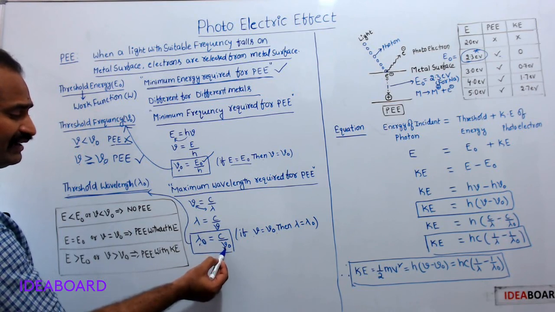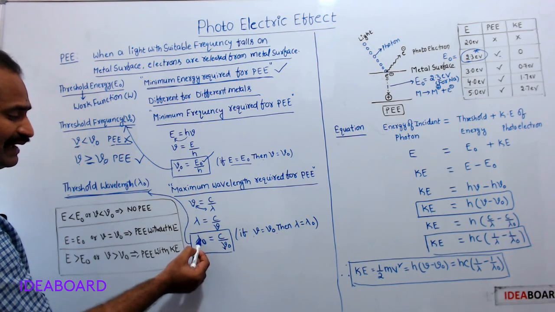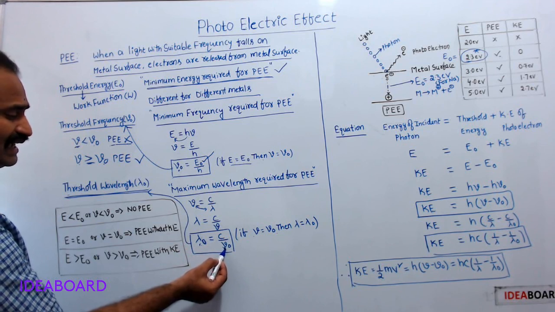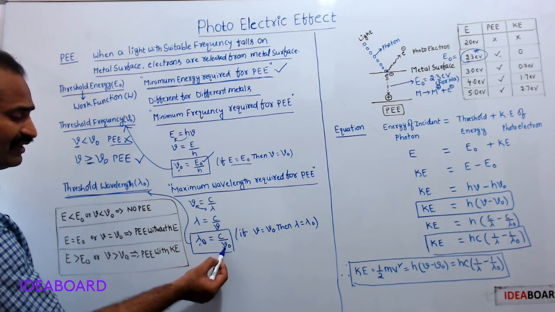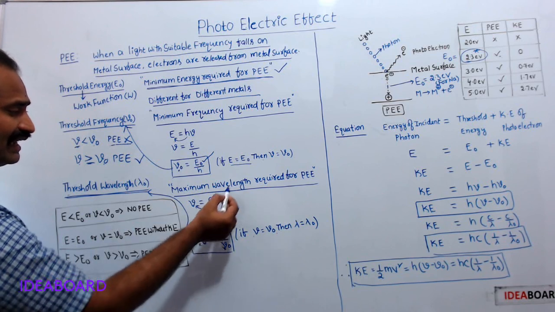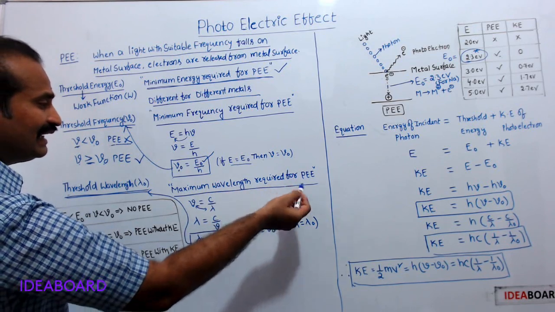This is a minimum frequency required for photoelectric effect. Hence this minimum means this should be maximum. Both are inversely proportional to each other. This nu naught is the minimum frequency required for photoelectric effect. Hence this is the maximum wavelength required for photoelectric effect.